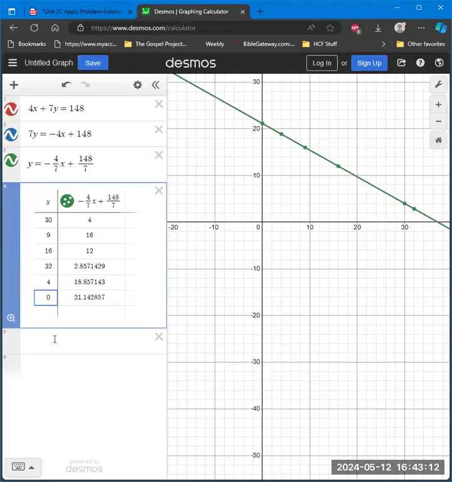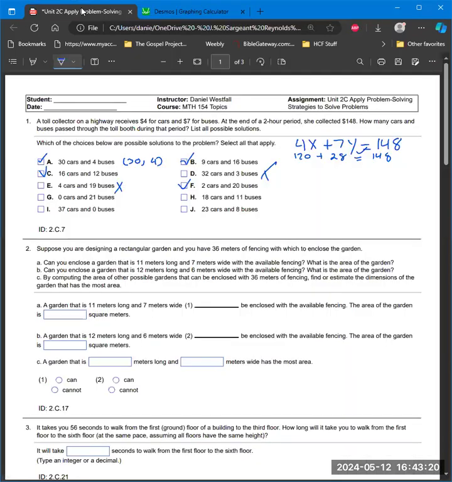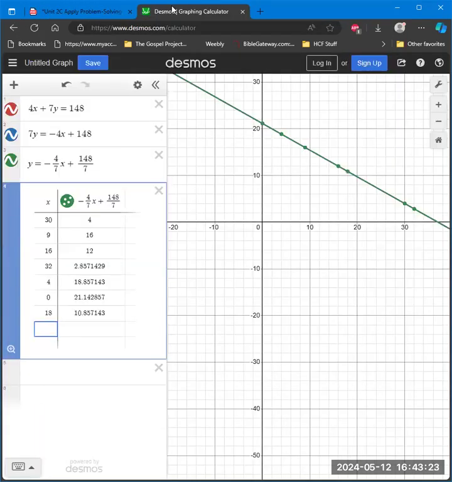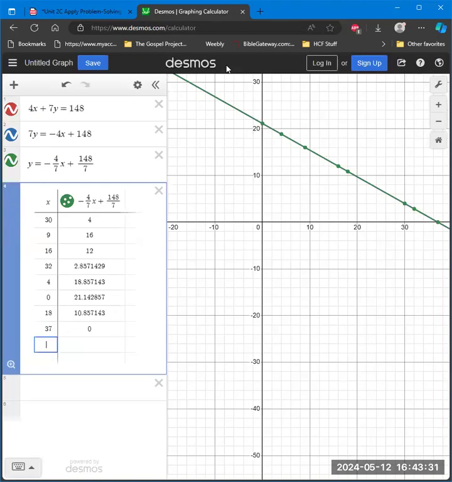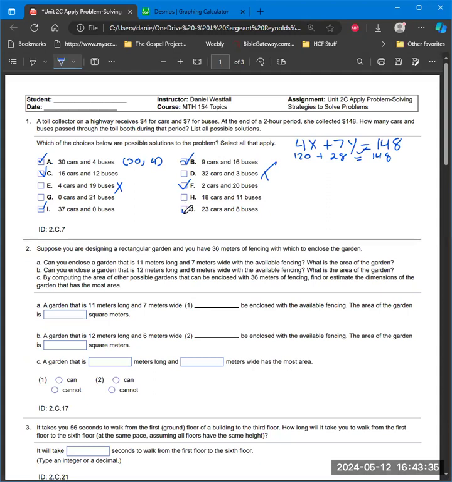18 and 11. Let's try that. 18 and 11, no. But let's try 37 and 0. Yes. And let's try 23 and 8. Yes. So that was just a quick way to test all of them.